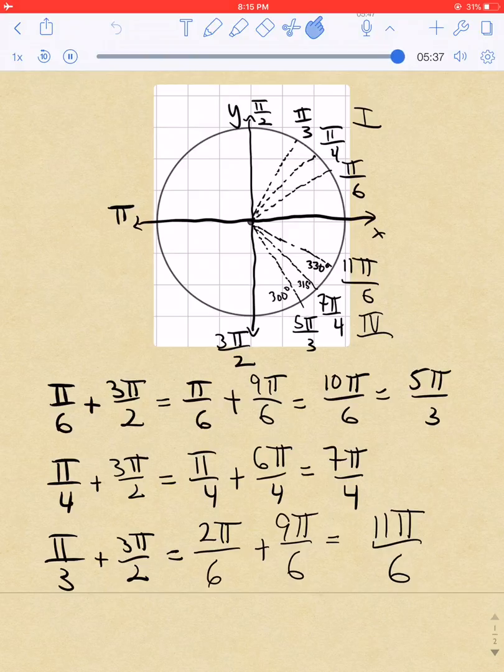And now we have all of our special angles for each quadrant defined.